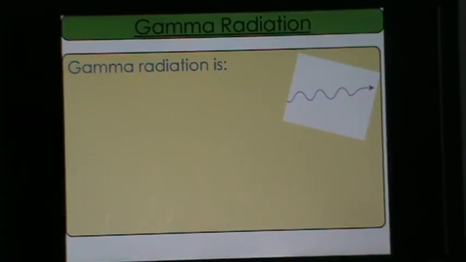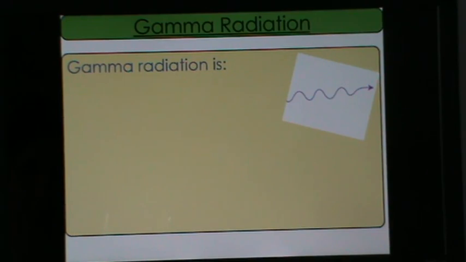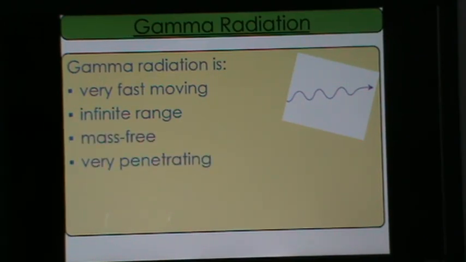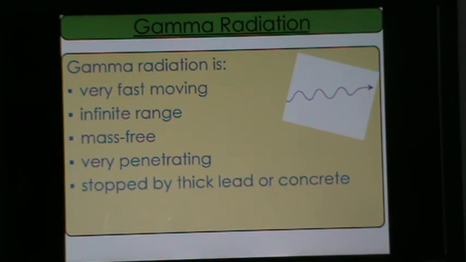Finally, gamma radiation. So gamma radiation is very fast moving. It has infinite range in air, which means it can just go on and on and on unless it is stopped or absorbed by a material. It is mass-free, very penetrating, and is stopped by thick lead or concrete. It is only weakly ionising.